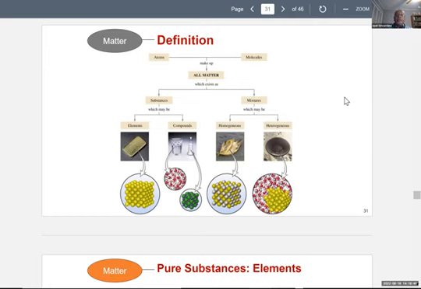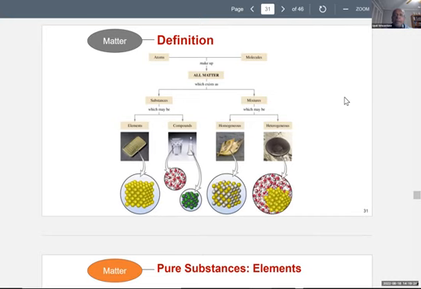Substances are called pure substances. They are pure. One of them is elements. Elements have only one kind of atom. There are about 114 elements in the periodic table. They have a definite, unique atomic structure. The number of protons and neutrons are specific to each element. And atoms combine to make molecules.